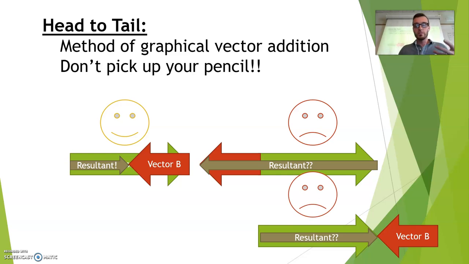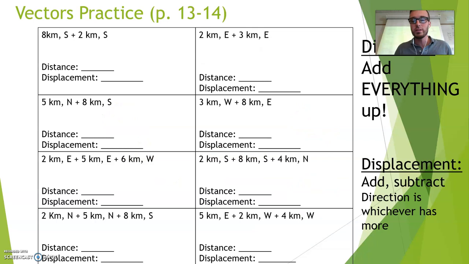All right, so head-to-tail method. Keep that in mind. You want to not pick up your pencil. You just draw the first vector. Keep the pencil down. Keep drawing the next one, whether it goes in the same direction or the opposite.